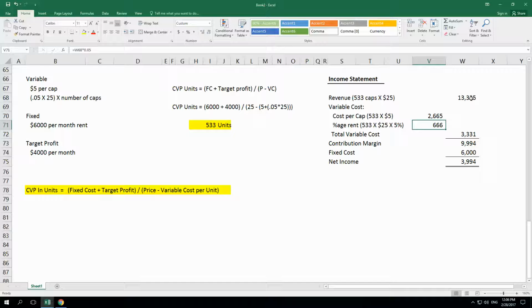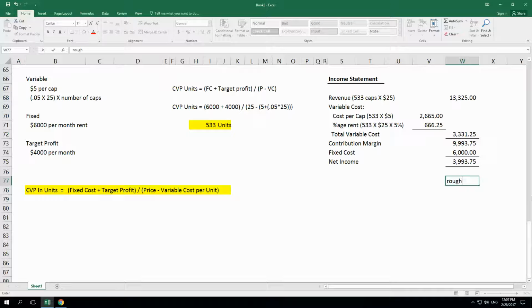Yeah. Okay. Now, we got a bit of a rounding thing going on, so that's why we're not hitting 4,000 exactly. You see what I mean? Yeah. We got Excel rounding for us. So it's close though. You could say roughly 4,000, right? 3,993.75. So, what? $5.25 shy. Basically because of this here, right?